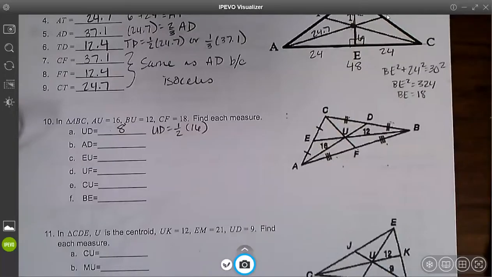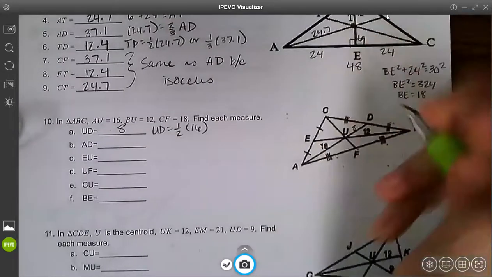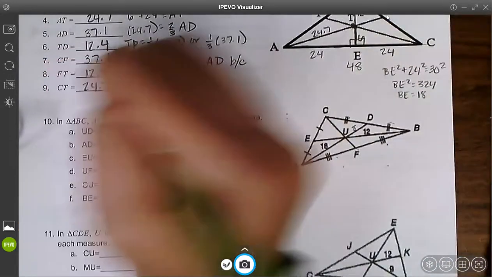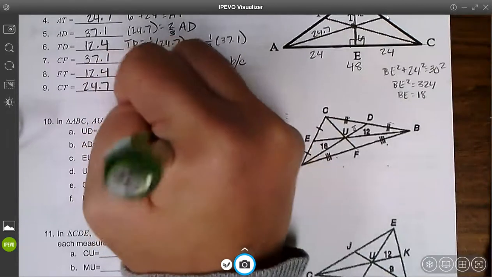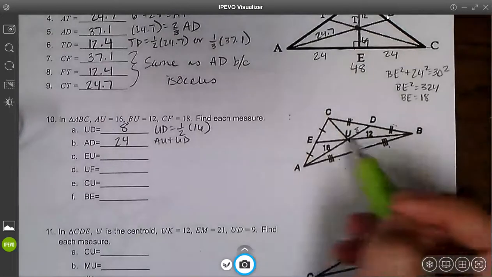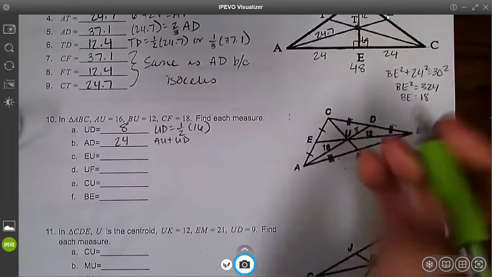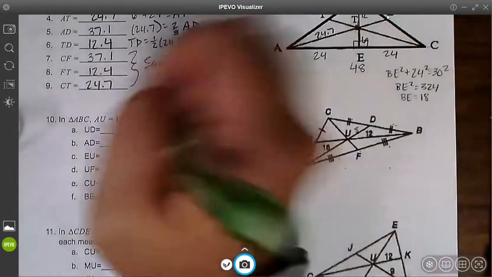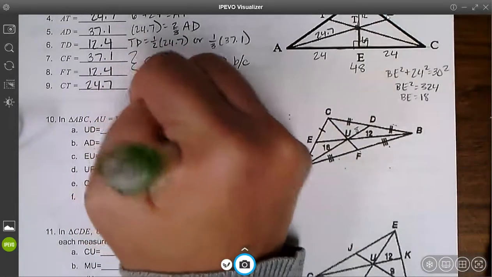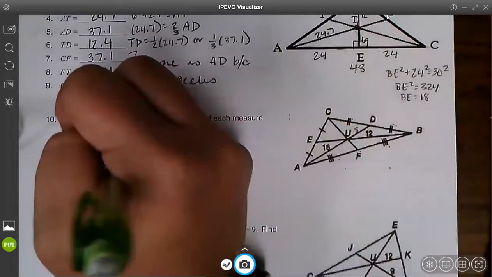AD is the whole thing, so that's AU plus UD. We have 16 plus 8, which is 24. So AU plus UD. EU is half of BU, or it is 1/3 of BE, but we don't know BE yet. So EU is half of BU, which is 12. Half of 12 is 6.